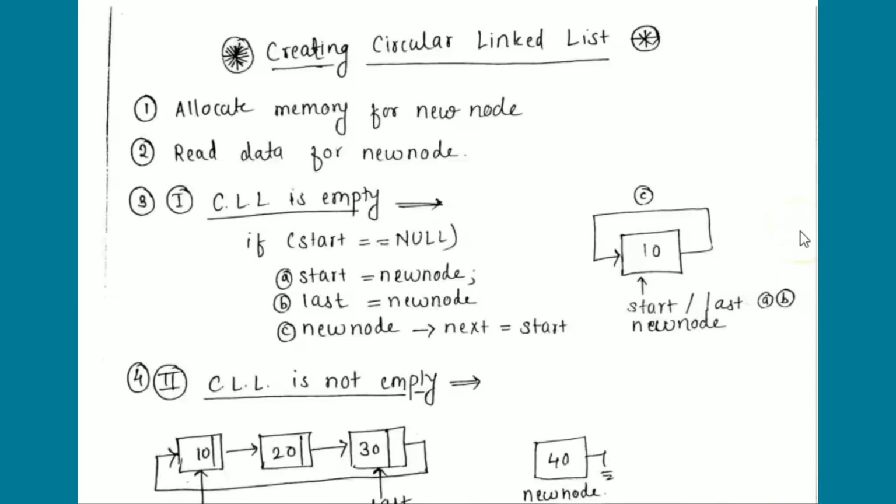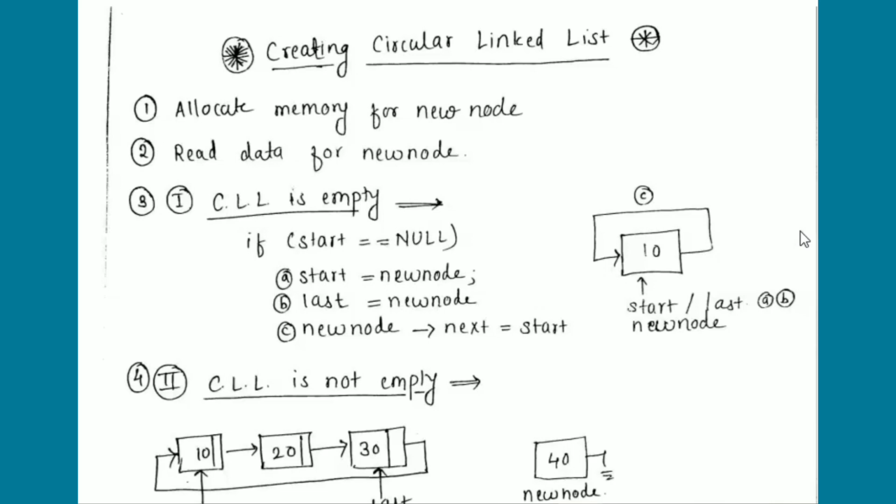For today's session, we will see how to create a circular linked list and how to traverse a circular linked list. We have already seen how to create a single linked list as well as a double linked list. In a single linked list, we have only a next pointer, which points to the node that comes after the current node. In a double linked list, we have two pointers, a next pointer and a previous pointer. The previous pointer points to the node that comes before the current node, and the next pointer points to the node that comes after the current node.